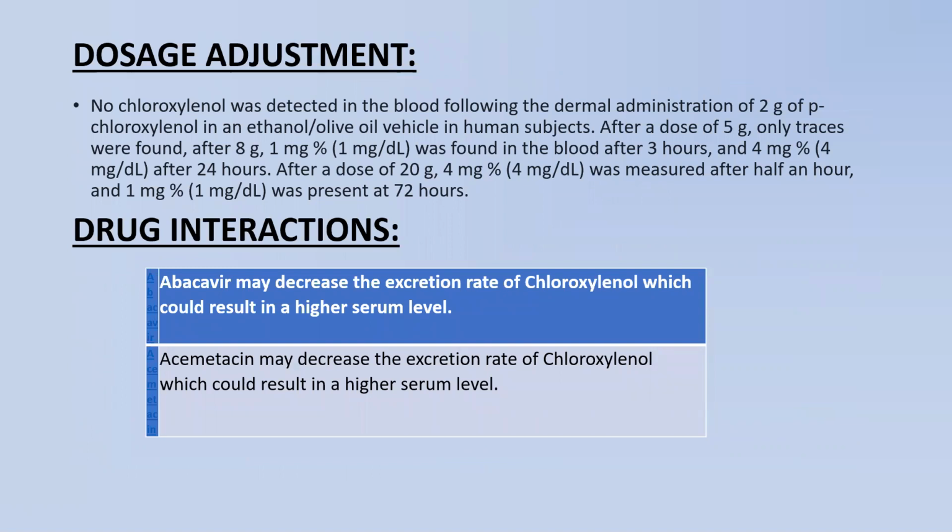Dose adjustment. Chlorhexinol dose adjustment is not possible as it is not found in blood samples and cannot be detected easily in dermal administration up to 2 grams. We can adjust the doses so that we can find samples of chlorhexinol in the blood. When we give a dose of 5 grams, only a few traces were found. When we increase the dose up to 8 grams, only 1 milligram percent was found in blood after 3 hours. After increasing the dose up to 20 grams, only 4 milligrams were found till half an hour and 1 milligram percent was found up to 72 hours.